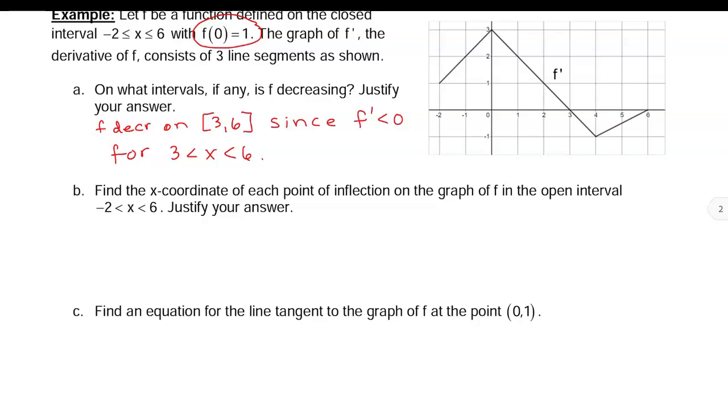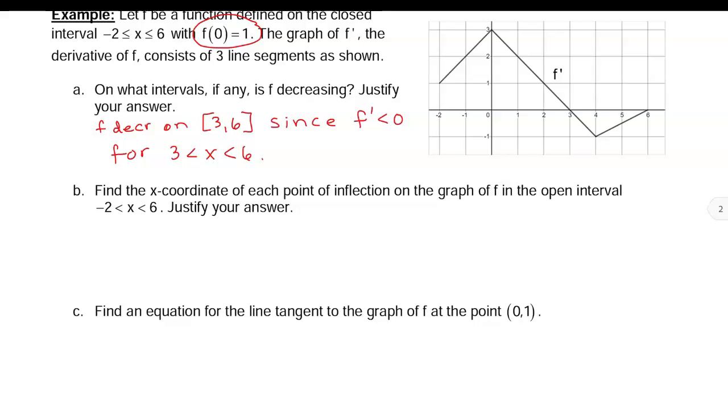The point of inflection is defined as the location where the concavity changes from concave up to concave down or concave down to concave up. You could also state that it is where the second derivative of the function changes from positive to negative, or the second derivative changes from negative to positive.